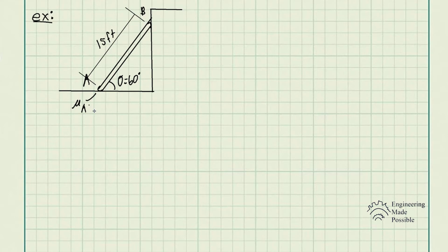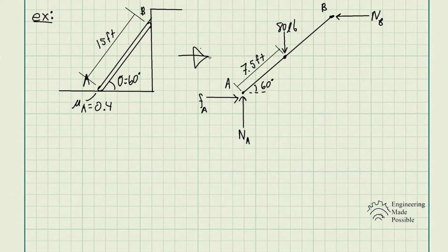So the coefficient of static friction is equal to 0.4. Now we need to determine if at this point it will slip, given the angle theta equal to 60 degrees. So let's go ahead and draw the free body diagram of this ladder. So here's the free body diagram.